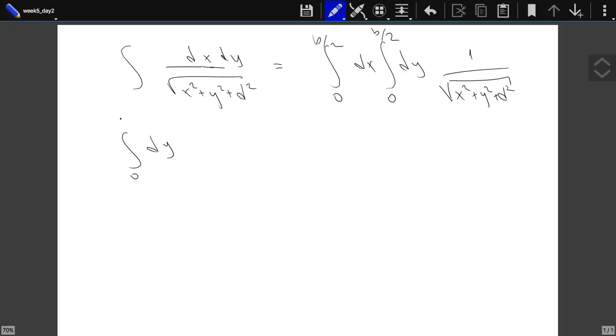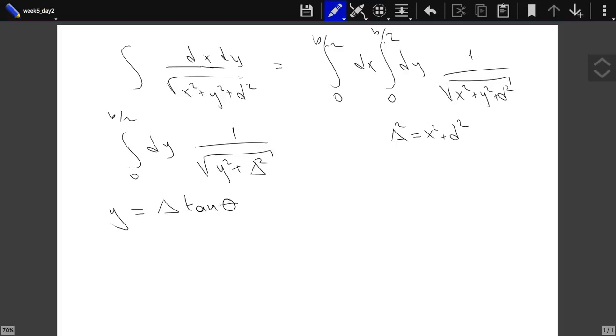So if you consider the y integral only, it is this kind of an integral, let's say with delta squared, where now delta squared is x squared plus b squared. Now, how do you take such an integral? I tried to change the variable. Not the inverse, just make the change of variable y equals delta tangent theta.